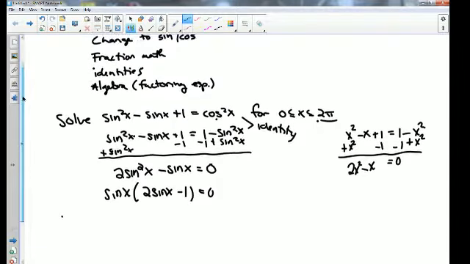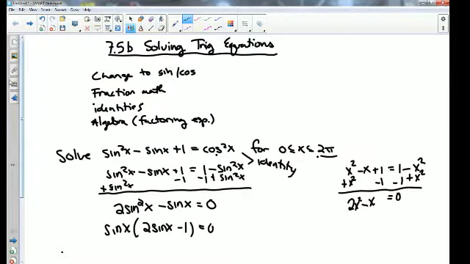So there, we missed the first part of the video, so I'm going to give you a summary here. We can change the sine and cosine if we're solving trig equations, fraction math or identities. And again, use your algebra knowledge, especially with factoring. Okay.